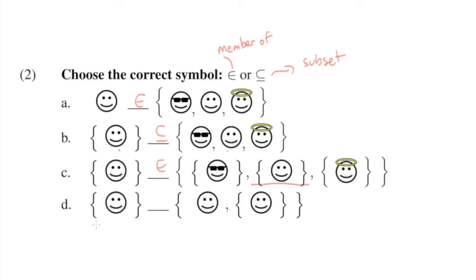Okay, last one. Is the set containing smiley a member of or a subset of this set? So we can see it is a member of because the set containing smiley is an element of the right set. So member of is correct here. But it's also a subset. Every element of the left set, namely the smiley face, is also an element of the right set. So it would also be a subset. So either answer works here.